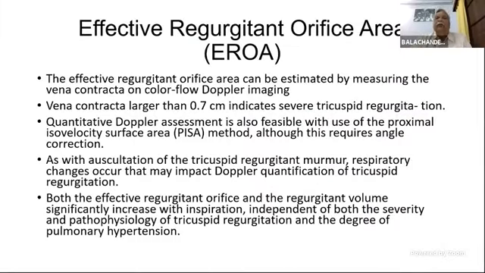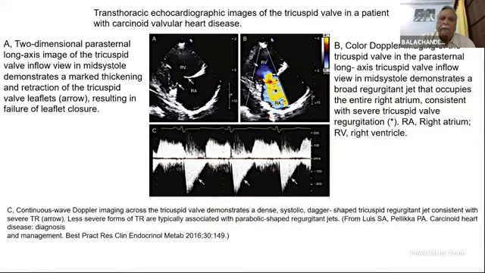This is just about the effective regurgitant orifice area. A vena contracta larger than 0.7 centimeters will indicate severe tricuspid regurgitation. Next slide. These are just from the books about the TR Doppler. We are not discussing that in great detail.